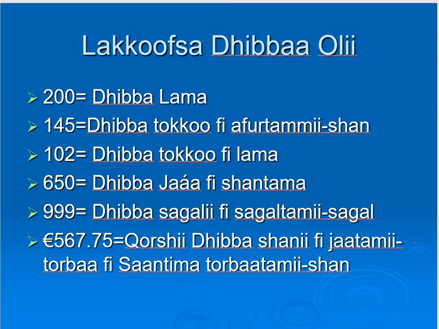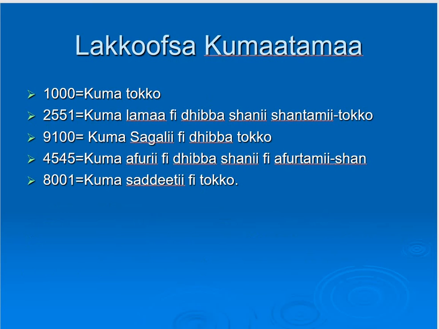This is for numbers in the hundreds. What about numbers in thousands? You can guess from this actually. So this is in thousands. Kuma tokko, 1,000. As we said for 100, the thousand comes first and the number next. Kuma tokko, it is not tokko kuma. Many people who are learners say tokko kuma. That's wrong. Kuma tokko is the right one.